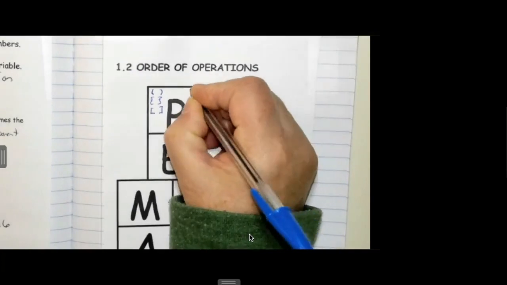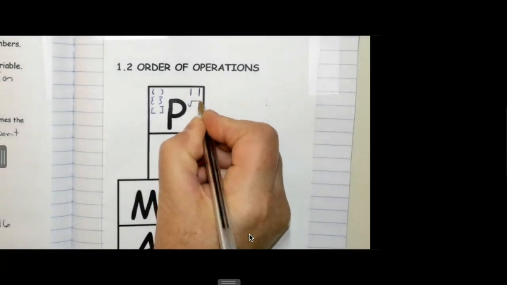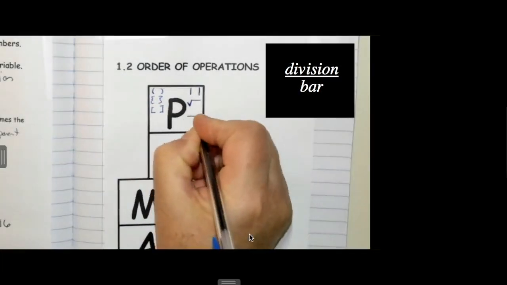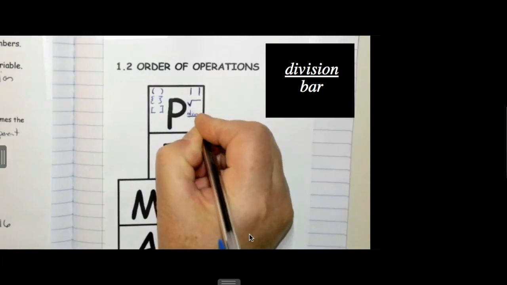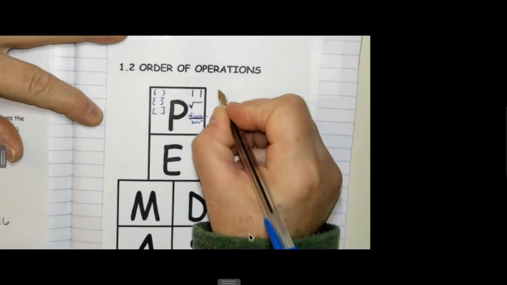There are other grouping symbols. Can you think of any other symbols that we have in mathematics that would group numbers together? We have the absolute value. The absolute value will group numbers together. A square root, I can have all kinds of variables and numbers underneath a square root. And the last one that you're probably most familiar with would be a division bar.